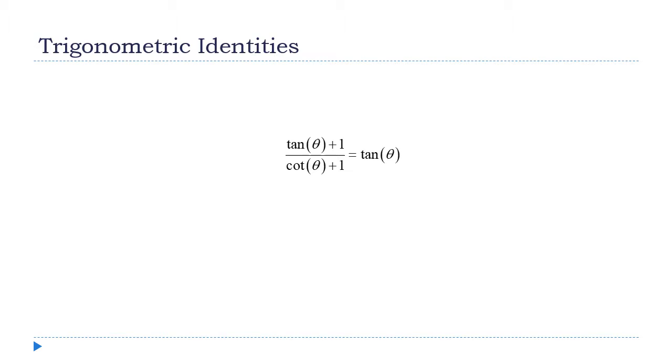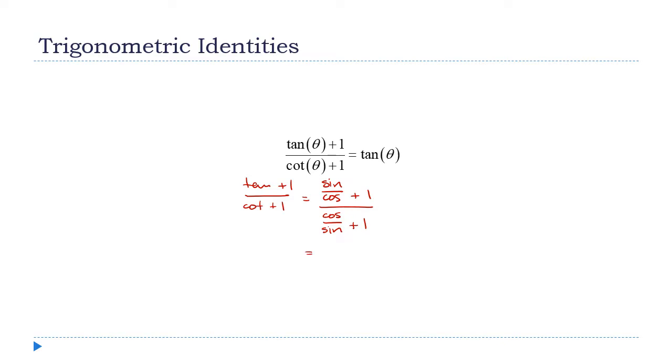Okay. How about this one? It's a little messier, but look. Let's do what I said to do before. I'm going to work on the left-hand side: tangent plus 1 over cotangent plus 1. Tangent is sine over cosine plus 1. Cotangent is cosine over sine plus 1.